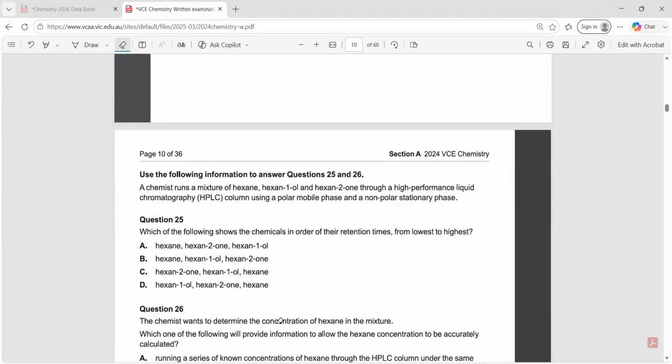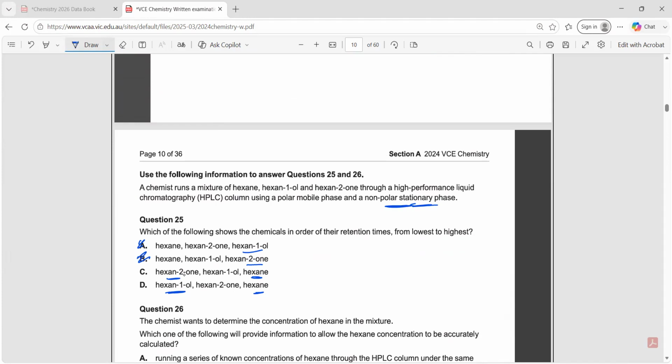Question 25. Basically, the highest retention time is going to be the one that loves the non-polar stationary phase. Out of all of these, what's really non-polar? Probably your C and D, your hexane. And then what's your least polar? So out of these two, what's your most polar?